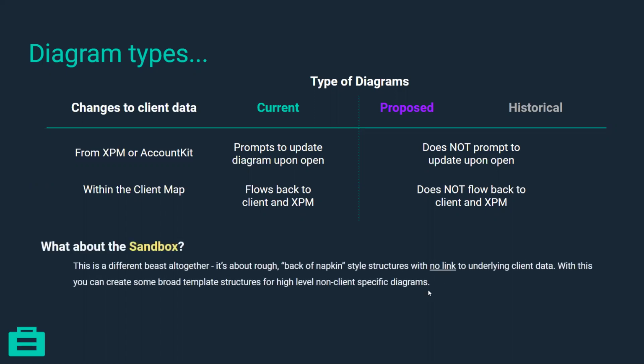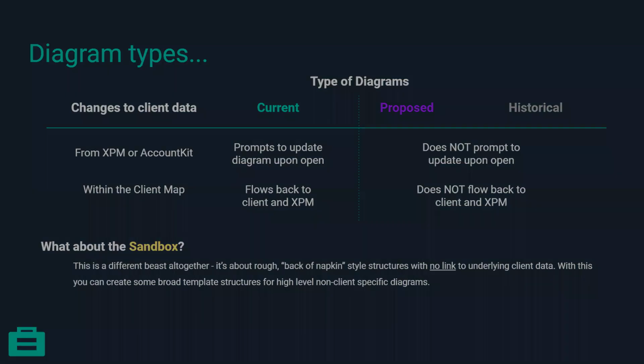Now there is a sandbox, and this is something totally different to the other ones. It's really like a back of napkin, rough and ready style diagram. Potentially when you don't have a client on your books yet, so you don't have all the data. You just want to do something really quickly, quick and dirty in a diagram because you want to talk about something with a potential client instead. You can also create some structured templates which you can quickly pull something together to save you setting it all up from scratch. There is no link to underlying client data though.